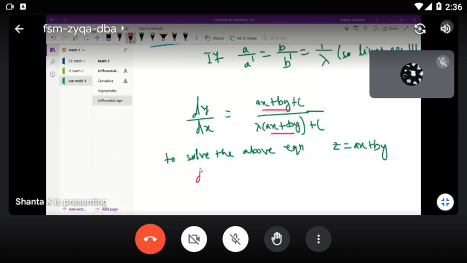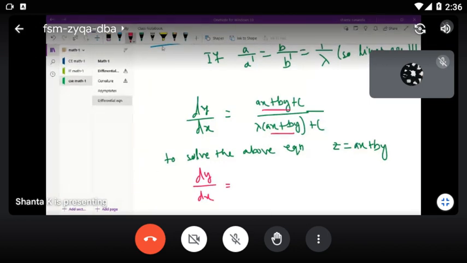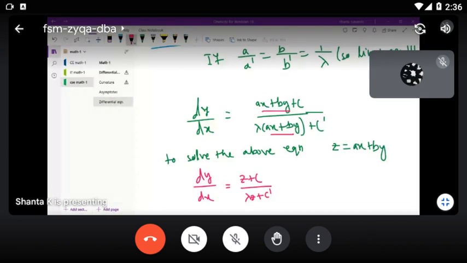Ma'am, in the denominator it is c dash, right? Yes, in the denominator, lambda times (ax plus by) plus c dash. Yes, it's c dash, not c. So dy by dx will be z plus c by lambda z plus c dash. Okay, so now it is in the previous form, and we can solve it now.